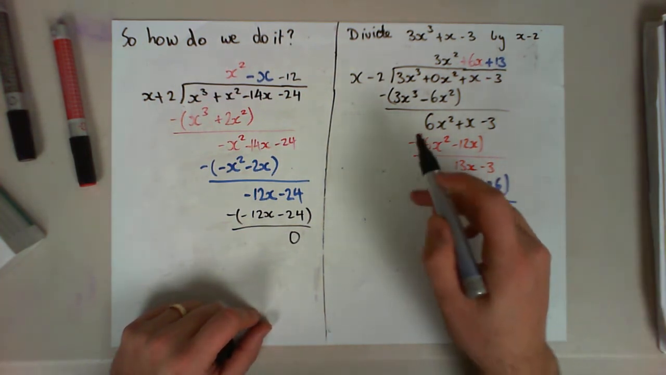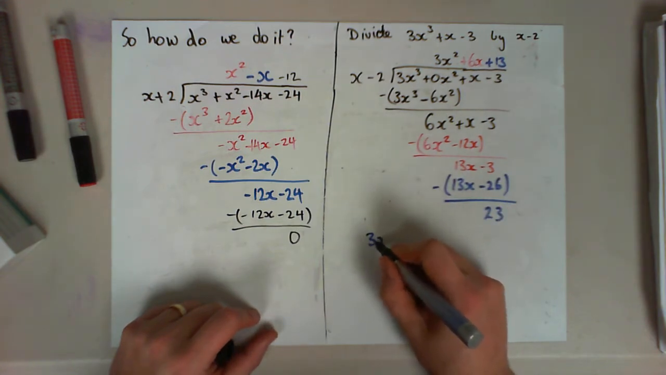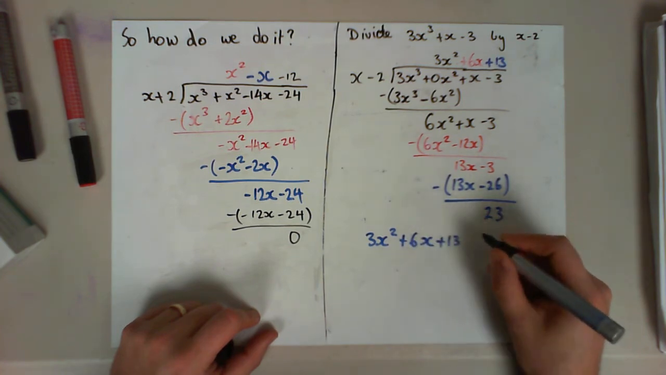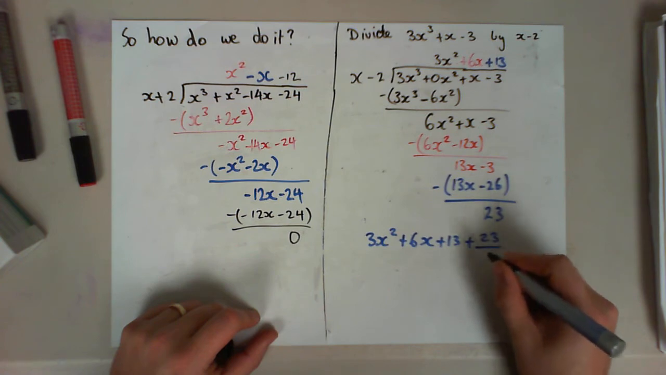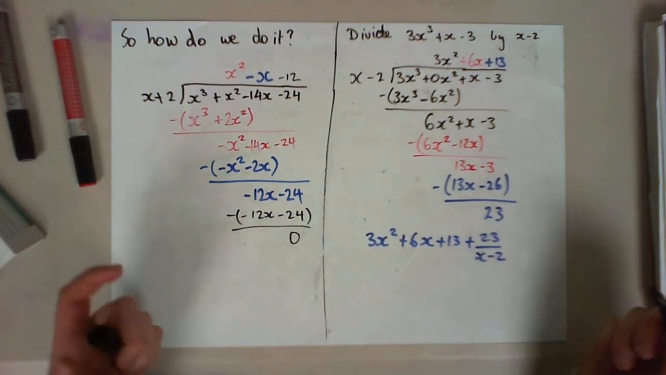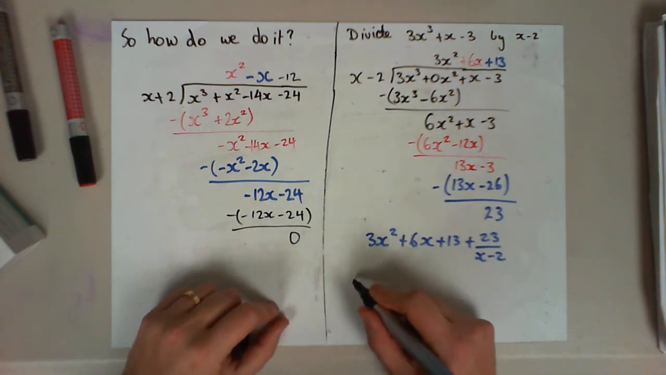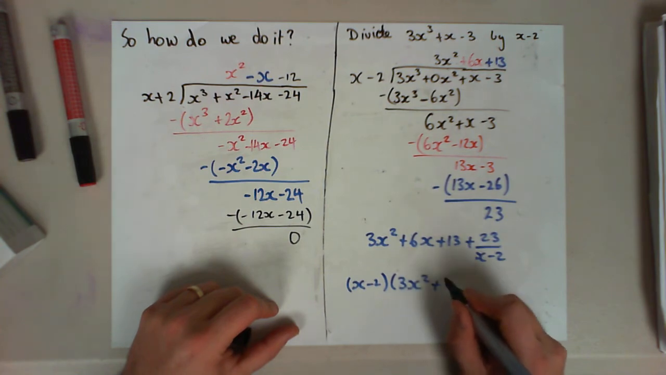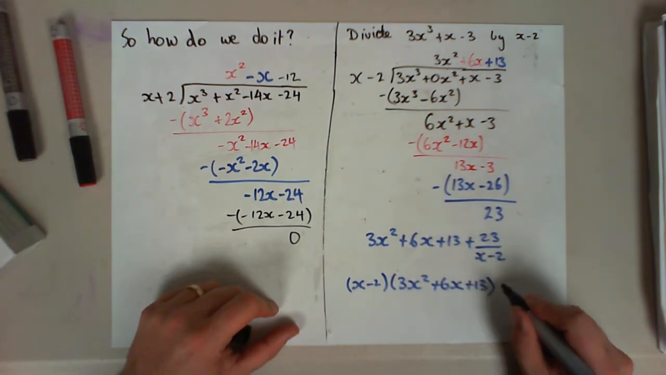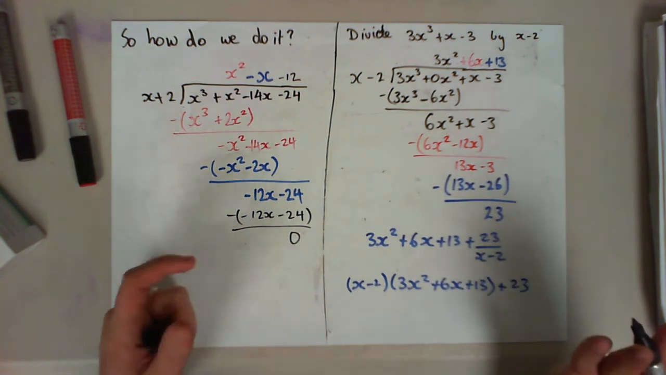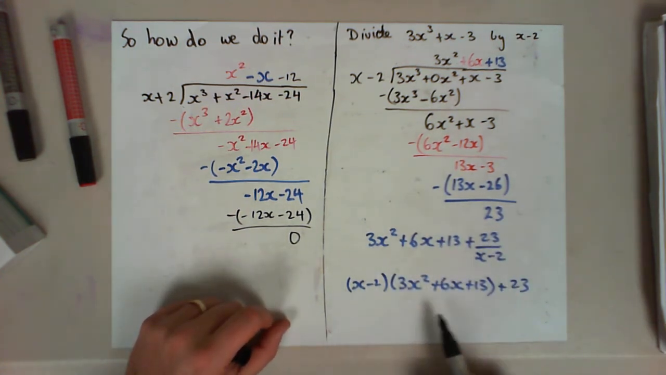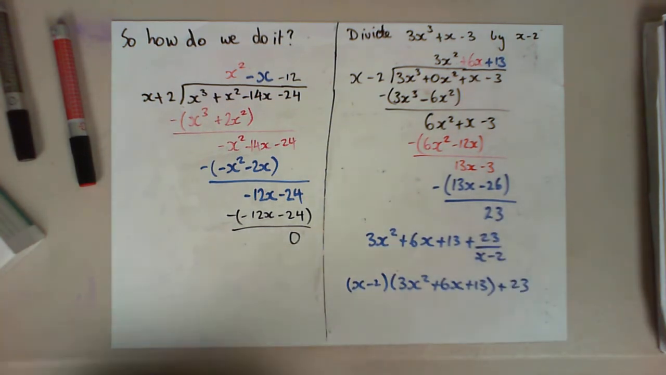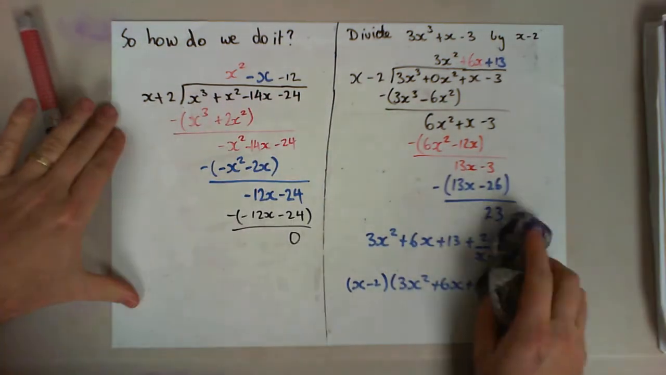Okay, so that would mean that our answer would be 3x squared plus 6x plus 13 plus 23 over x take 2. Okay, sometimes you might see it where they write x take 2 times 3x squared plus 6x plus 13 plus 23. Okay, I don't like that way so much, but you will see it in textbooks. I prefer to think of it like this because it's the way we've always handled our remainders. Okay, we'll do a couple more. I'm just going to clean this off though.